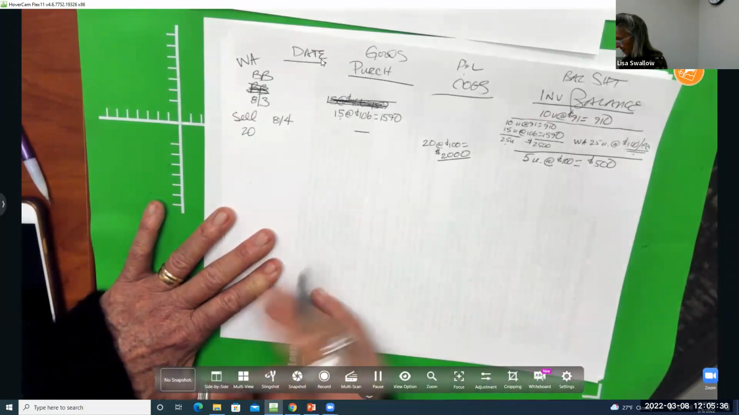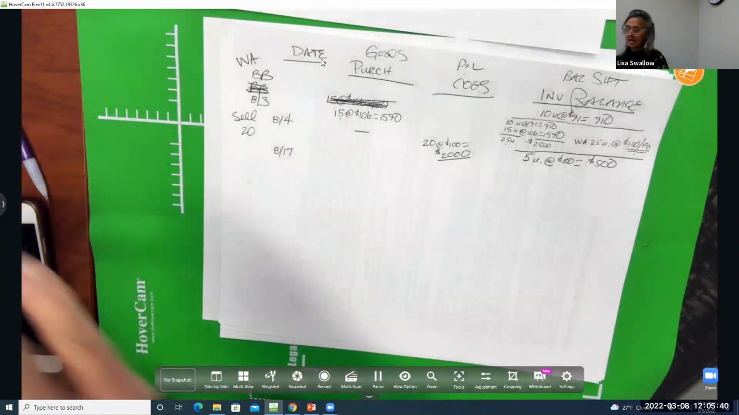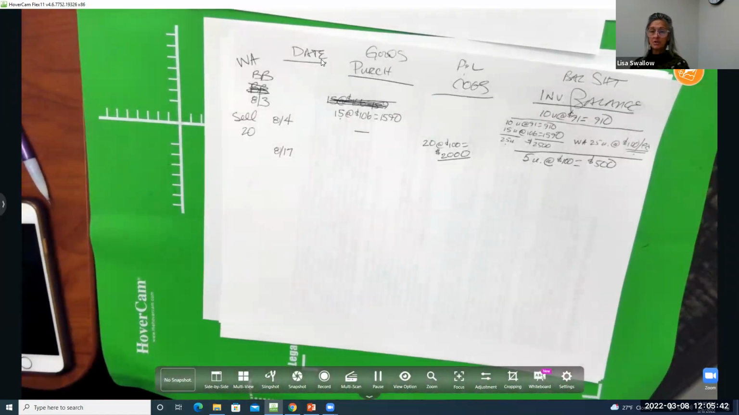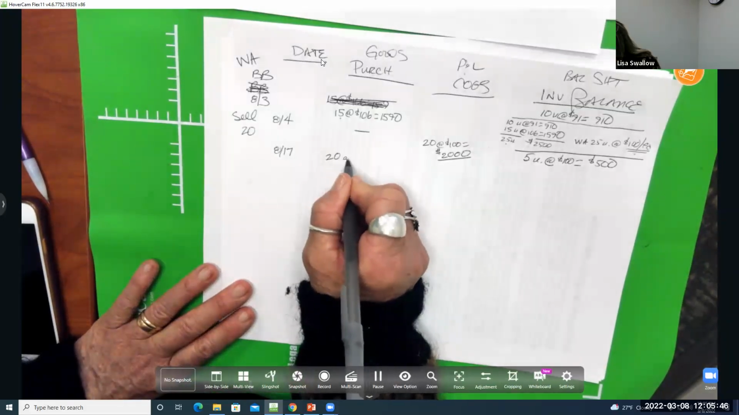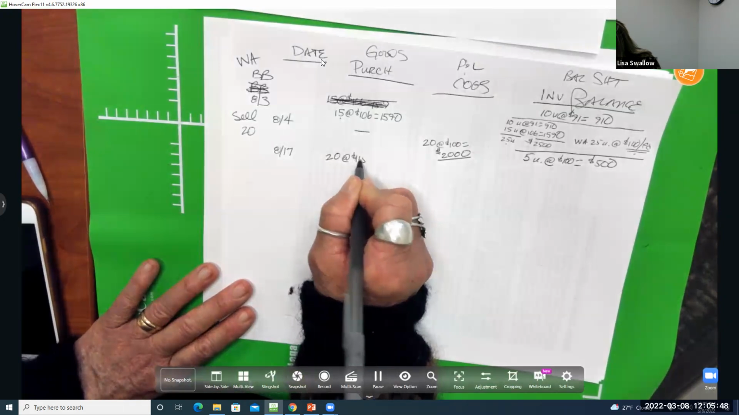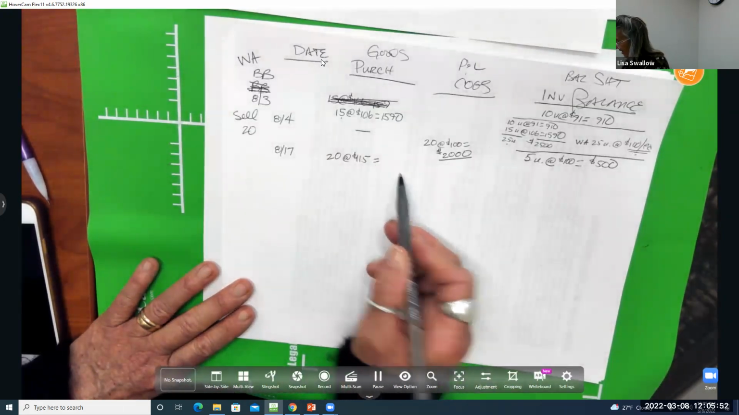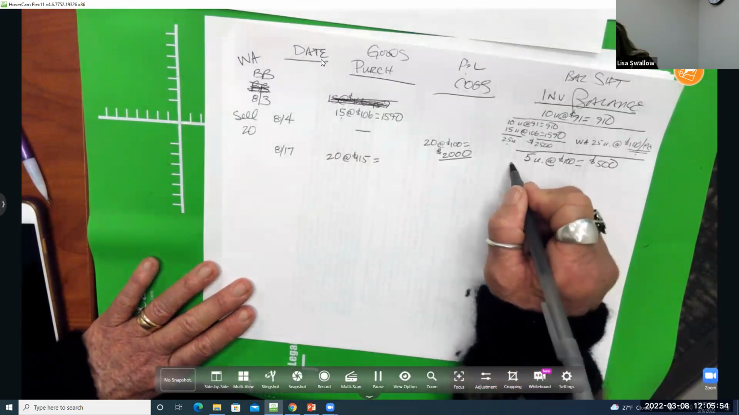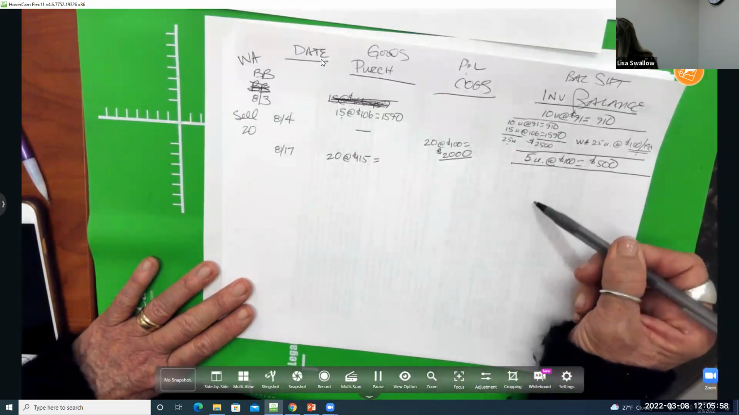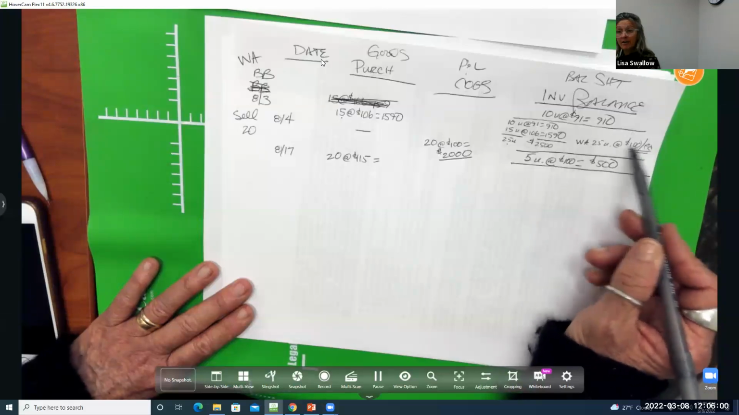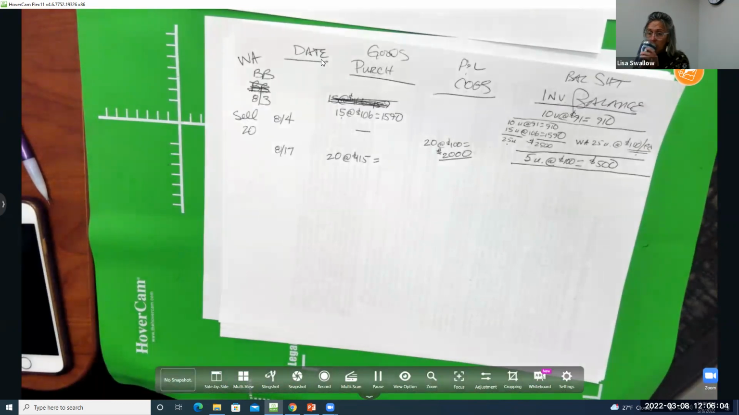Okay, now let's go make a purchase. I'm going to have you turn off the tape and do this. I bought 20 units at $115. So figure that out and then figure out what I have in my ending inventory and then do your weighted average calculation. And we'll meet up in a second.